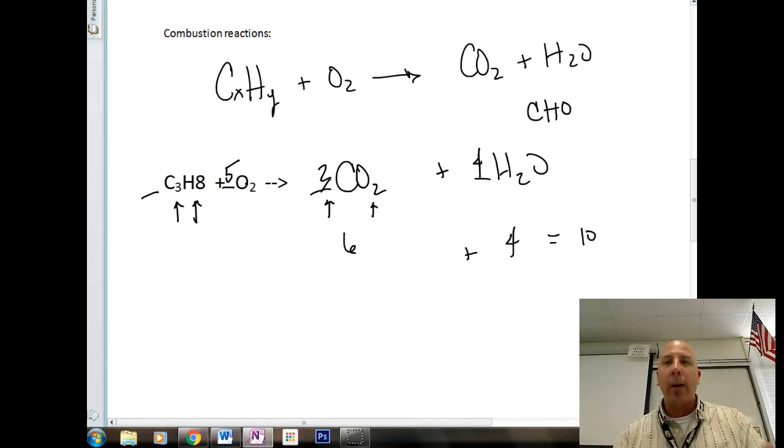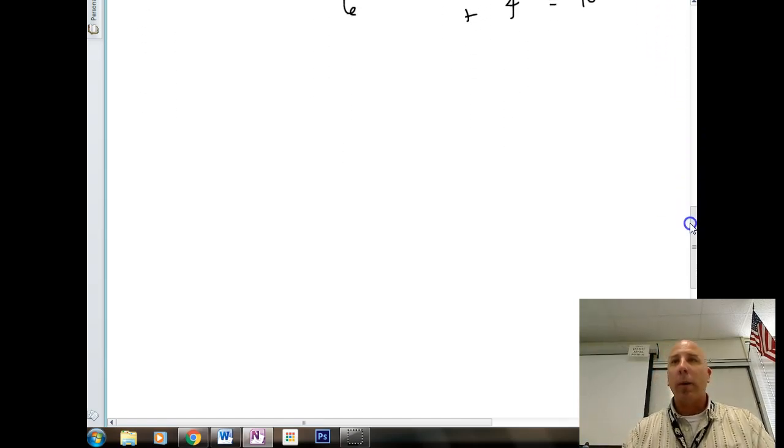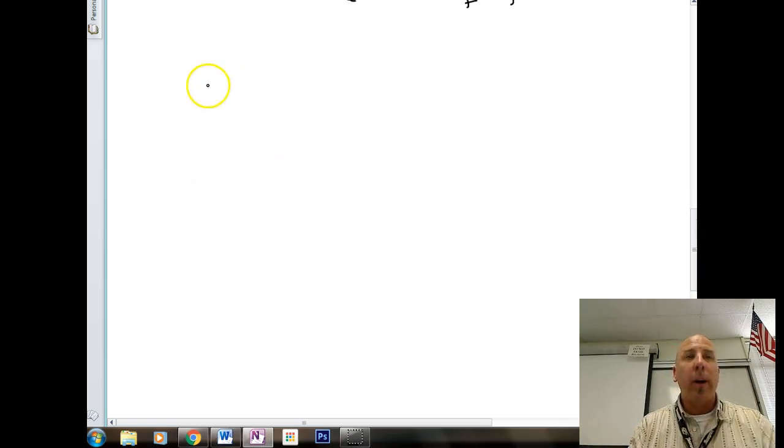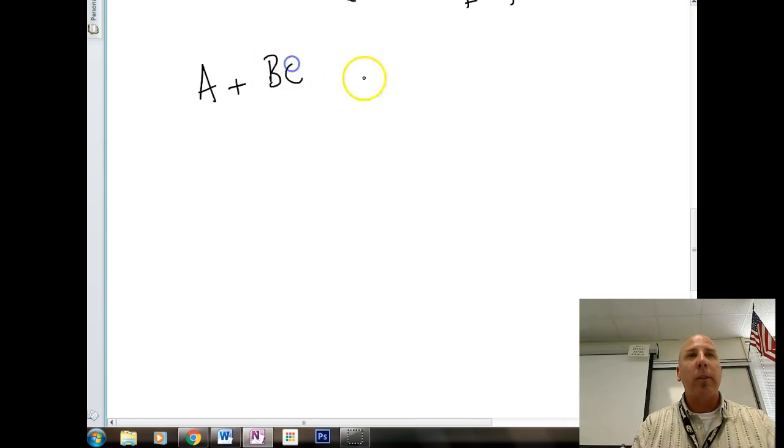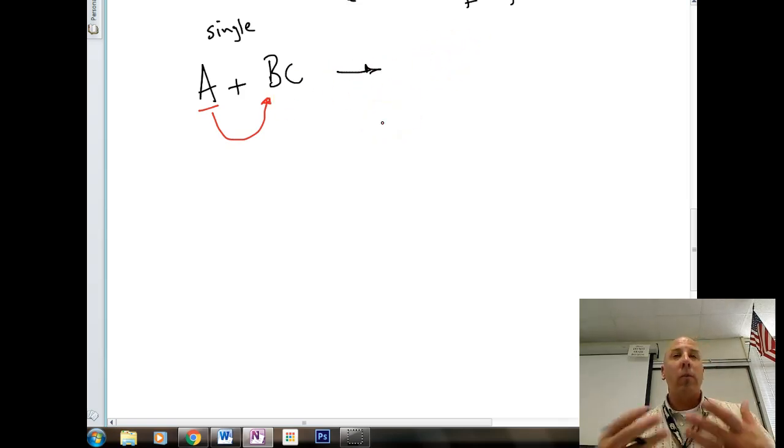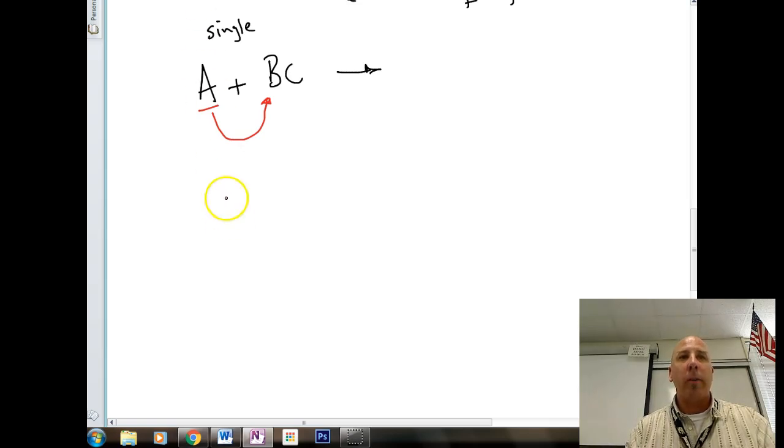And there we go. So again, that's how we predict reactions. Quick little review. If you have the general format of A plus BC, hopefully you can recognize this as a single replacement, and that A is going to replace B, and then you just need to rewrite formulas on the other side, crisscross charges.